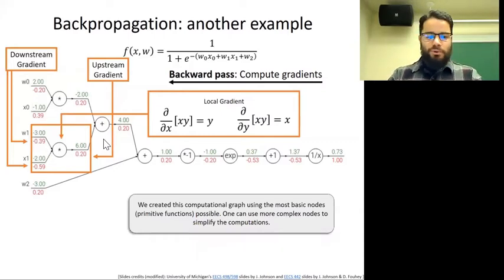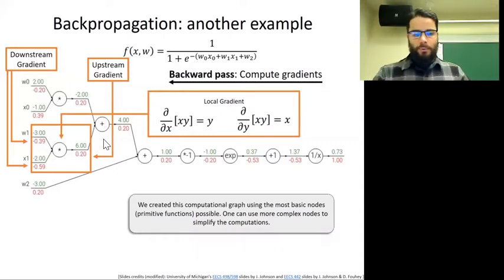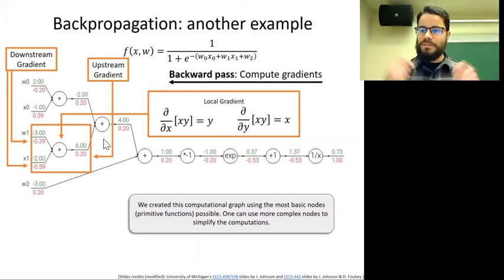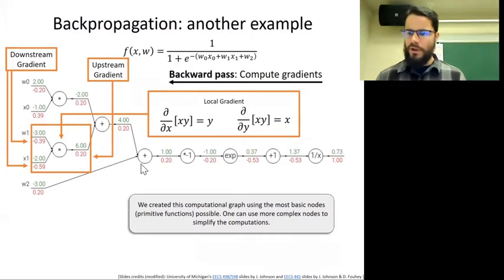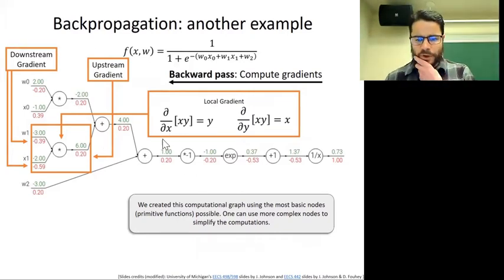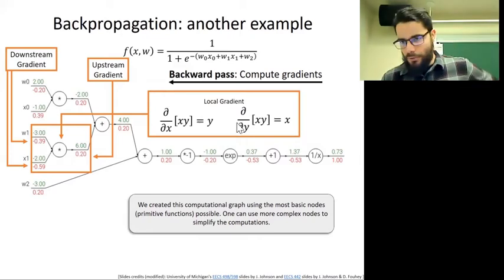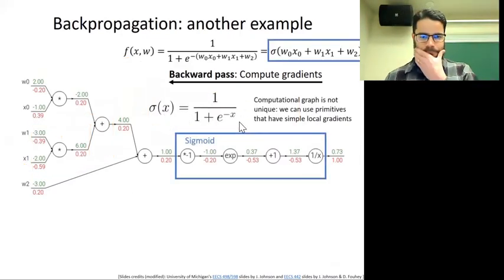We created this computational graph using the most basic nodes, primitive functions possible. One can use more complex nodes to simplify the computations if you want. So if you note, these 4 nodes here are implementing the sigmoid function, but you could represent the sigmoid function itself as being a single node, okay?